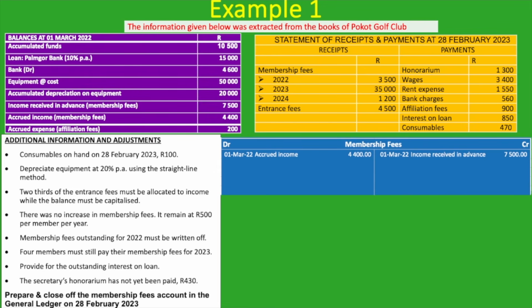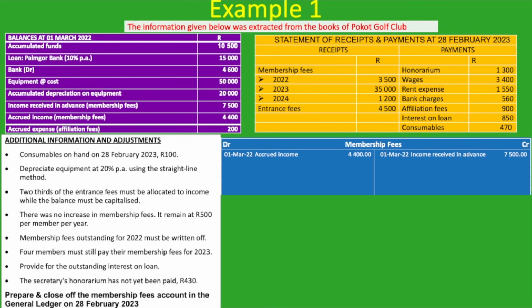We want money that we received in this particular financial period. But I know here, as you can see, we're told statement of receipts and payment. So where we have receipts here, I want to see how much did I receive as membership fees. And you can see I've got membership fees, and we're given three particular financial years. We are given 2022, 2023, and 2024.